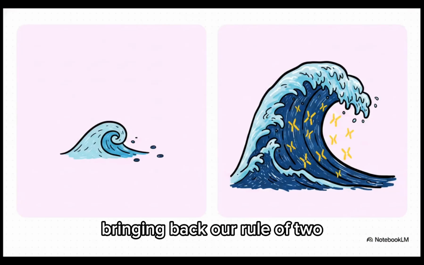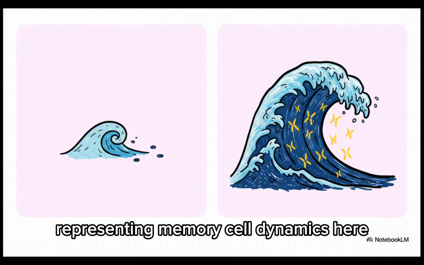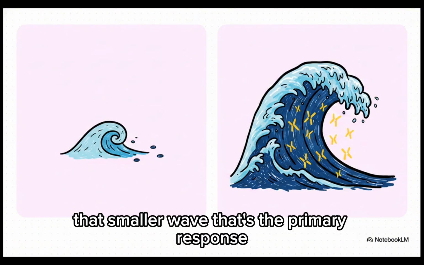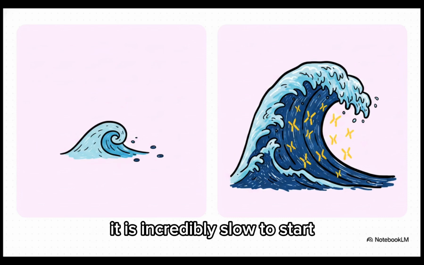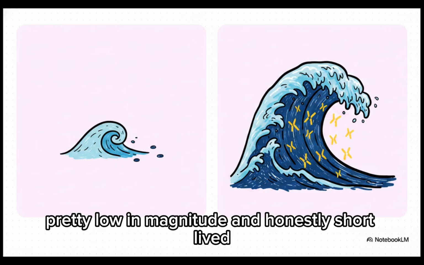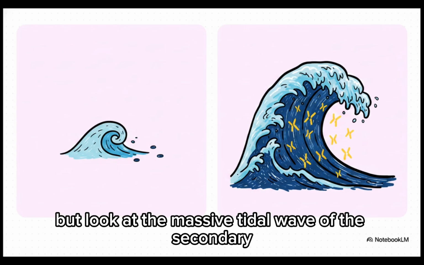Bringing back our rule of two, look at the absolute stark contrast in the waves representing memory cell dynamics here. That smaller wave, that's the primary response. It happens the very first time your body sees an antigen. It is incredibly slow to start, pretty low in magnitude, and honestly short-lived. The main first responder here is IgM, but look at the massive tidal wave of the secondary response.